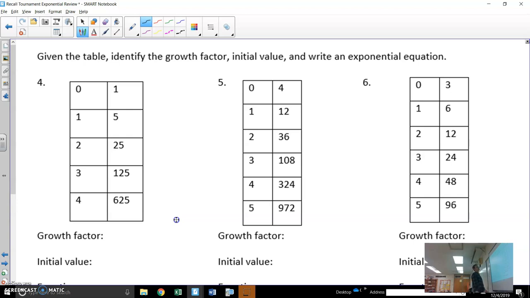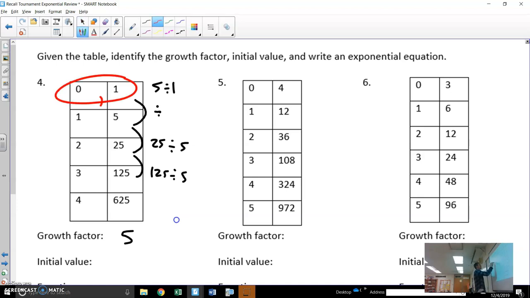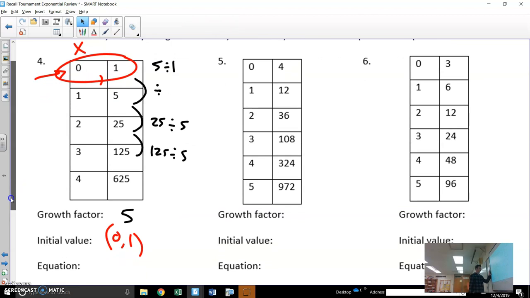Given a table of values, identify the growth factor. So the first thing I want to look for is trying to divide these numbers, like 5 divided by 1 or 25 divided by 5. You really want to see that all of these would give you the same multiplier. And basically I'm multiplying all of these by 5. Now the initial value can be easy to find as long as you know that that's when x is 0. When x is 0, the other number is the y-intercept. So it looks like the y-intercept is going to happen at 0, 1.